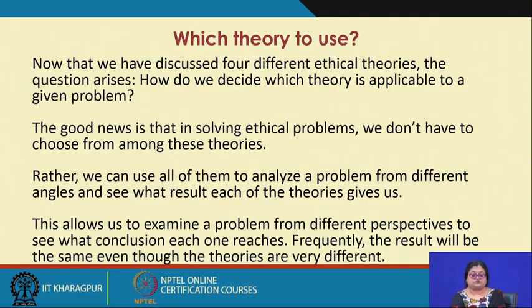What we need to understand is that in solving ethical problems, we do not have to choose from among the theories. Rather, we can use all of them to analyze the problem from different perspectives and see what result each theory gives us. This allows us to examine a problem from different perspectives to see what conclusion each one reaches. Frequently, the result will be the same even though the theories are different.